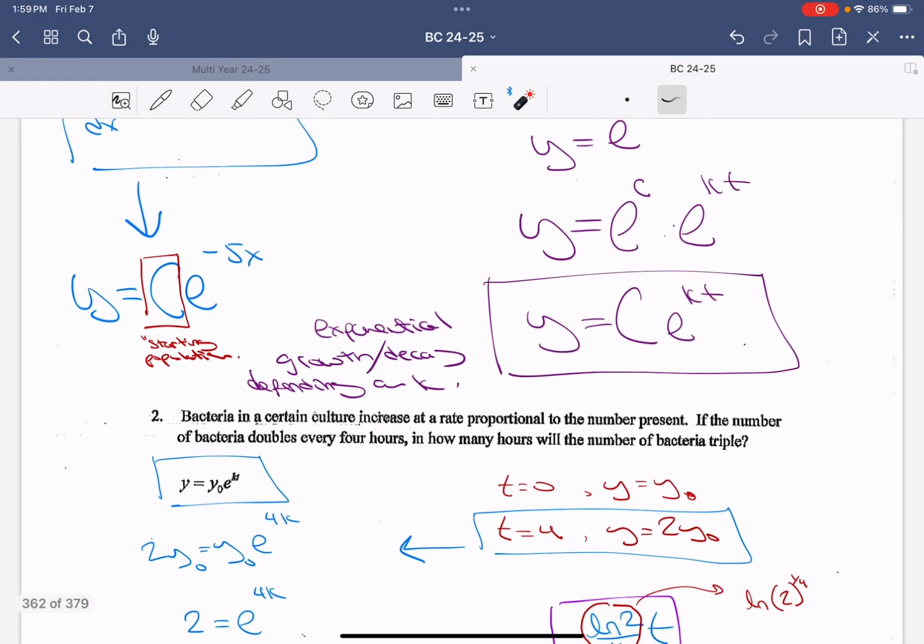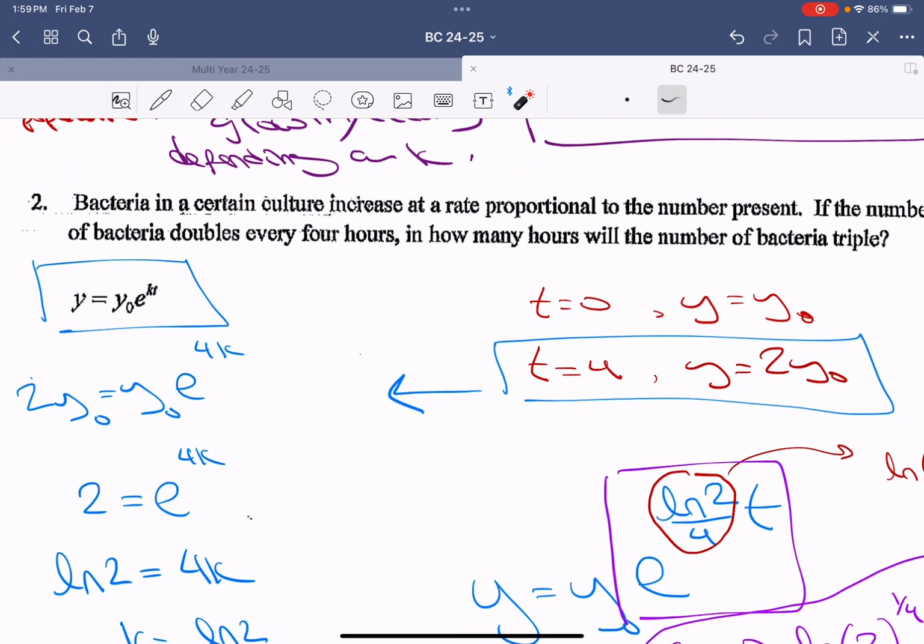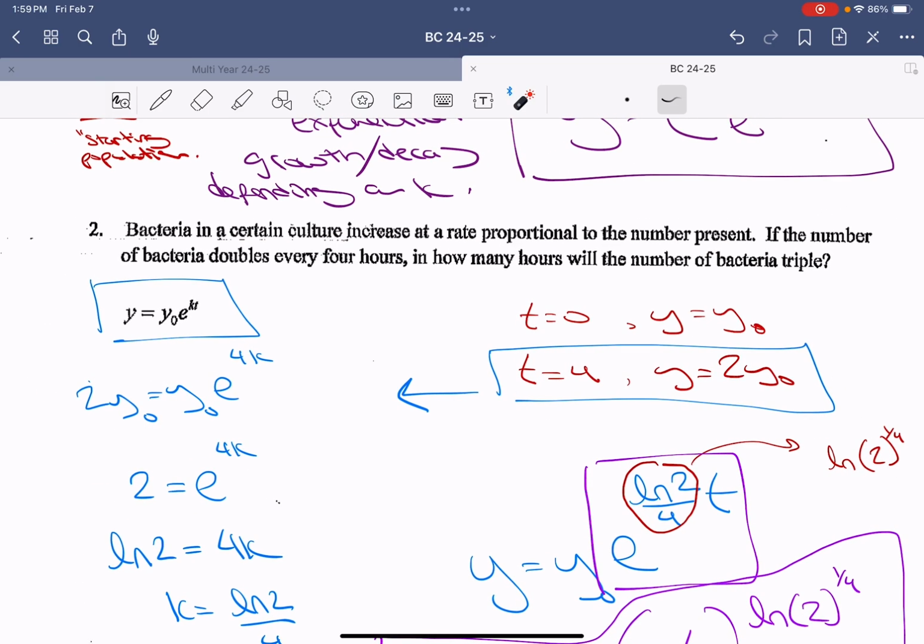So now, let's use this for a second. I did a little bit of pre-cal. I said, okay, bacteria in a certain culture increase at a rate proportional to the number present. If the number of bacteria doubles every 4 hours, in how many hours will the number of bacteria triple?